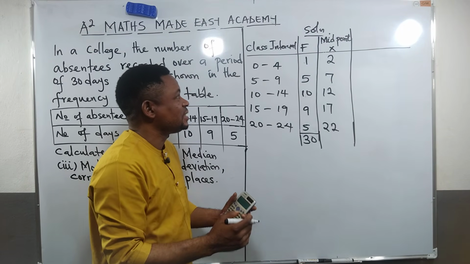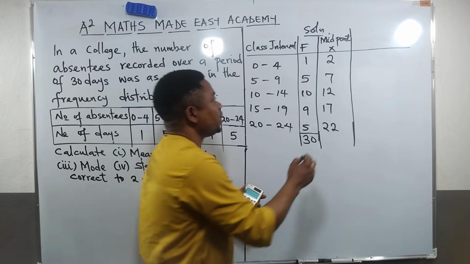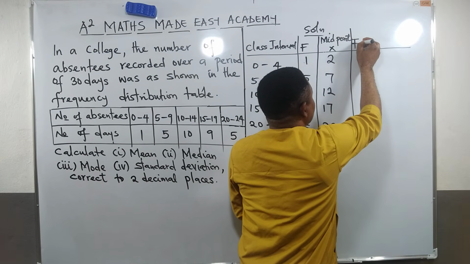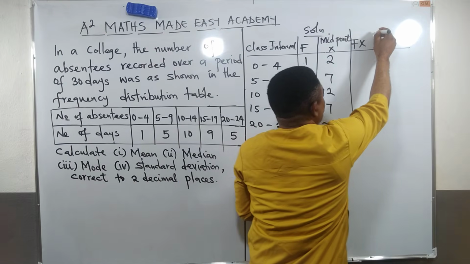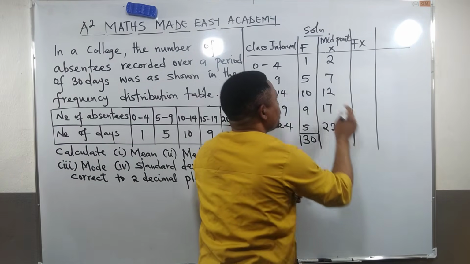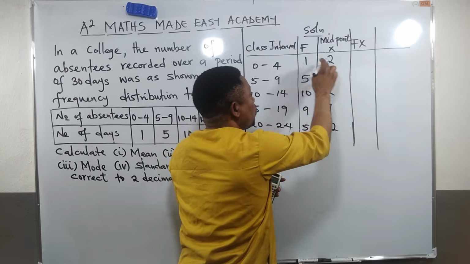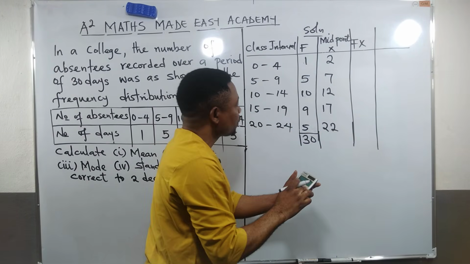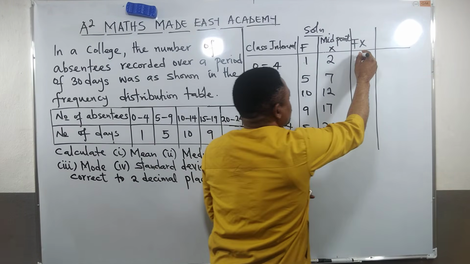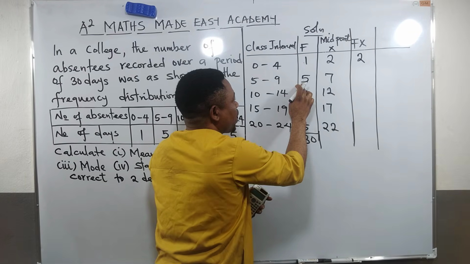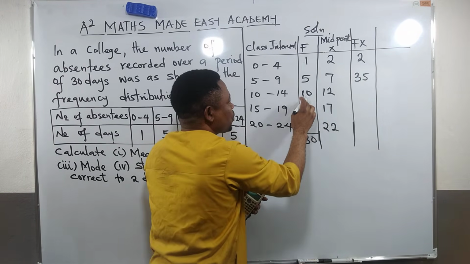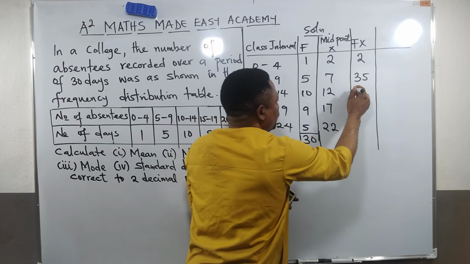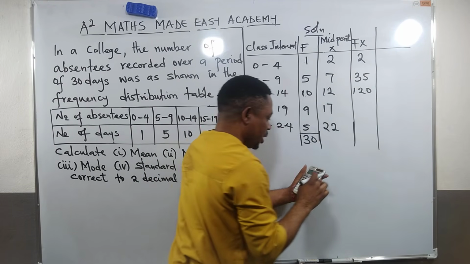Then what is the next column after the midpoint? It is multiplying the frequency and the midpoints. How do we multiply? I want you to watch. The first frequency will multiply the first midpoint by saying 1 times 2. What is the answer? 2. Next one is 5 times 7 will give you 35. Are you there? Then the next one is 10 times 12 will give you 120. Are you with me?